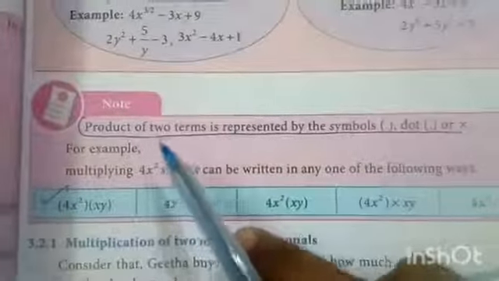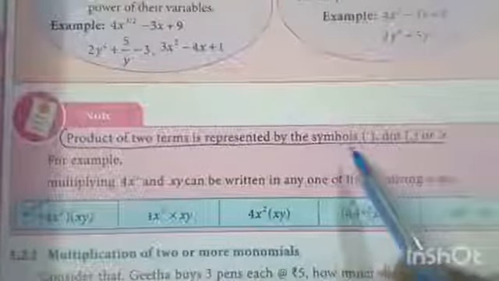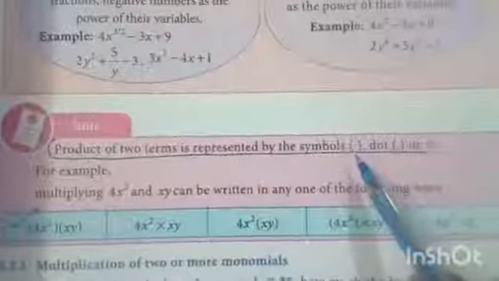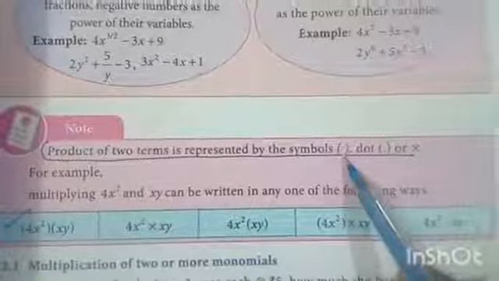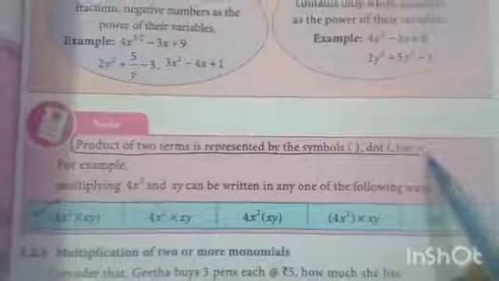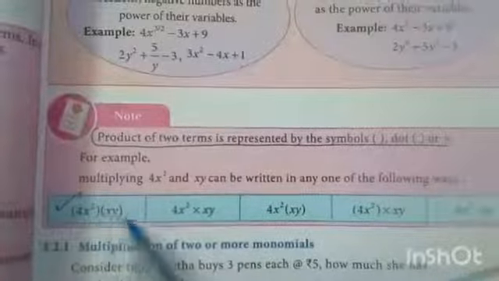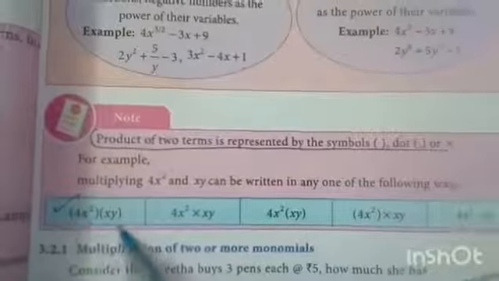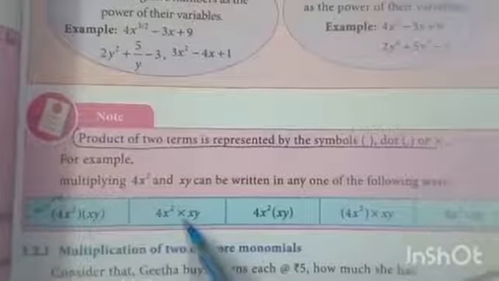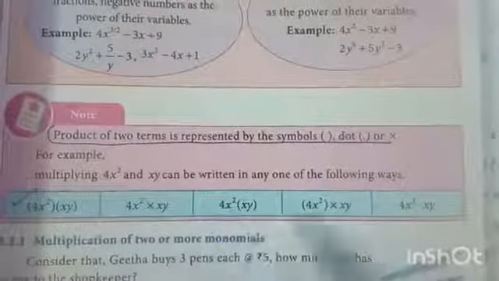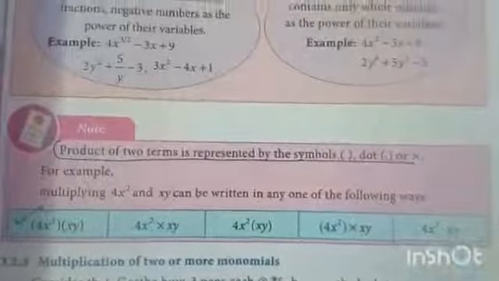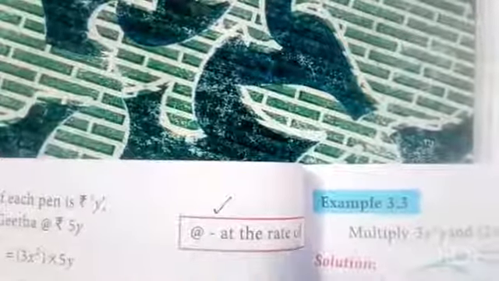Next, an important note: the product of two terms is represented by symbols. For a product of two terms, you can use the bracket form, a dot, or the multiplication symbol. All of these are considered multiplication. This symbol is used for 'at the rate of'. In a statement problem, if this symbol is used, it means 'at the rate of'.